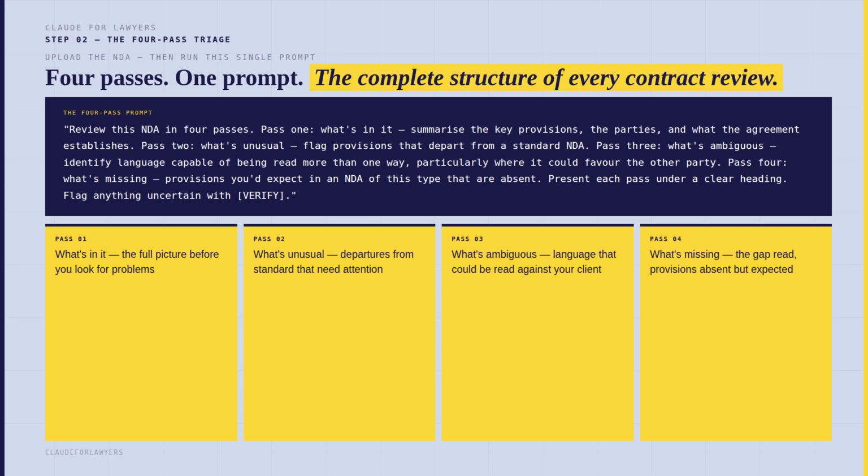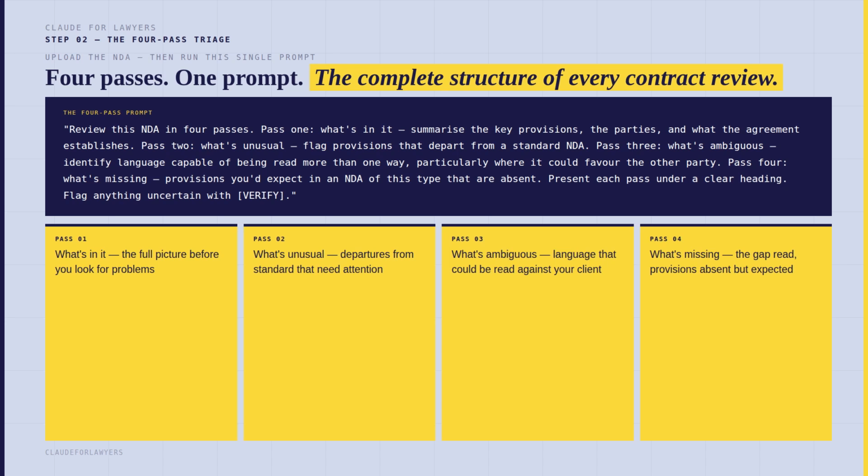Pass 2, what's unusual, is where the commercial review happens. Claude compares this NDA against what a standard NDA of this type typically contains and flags the departures. Unusually broad confidentiality definition, carve-outs that are narrower than standard, an exclusivity provision that isn't typical in this type of relationship. These are the things that warrant a conversation with the client.